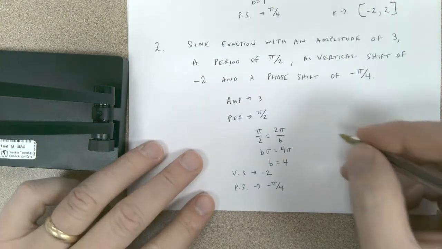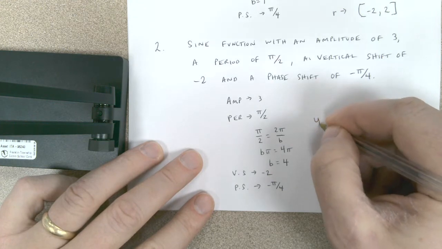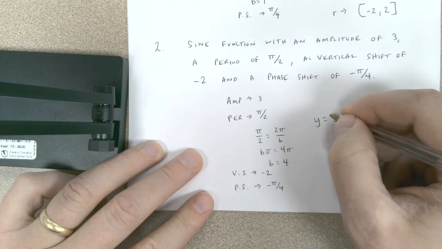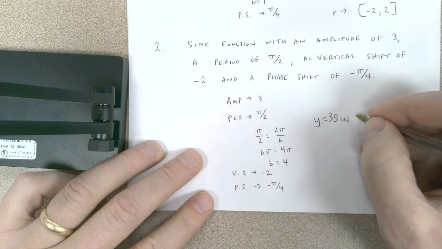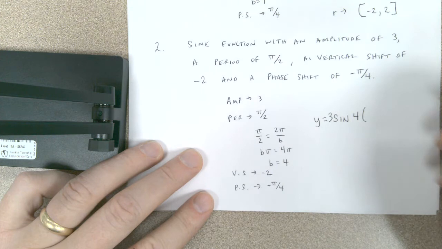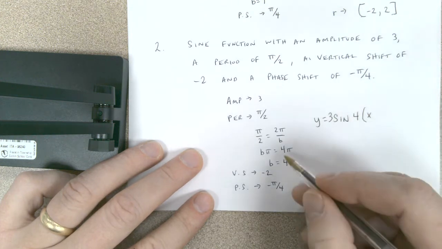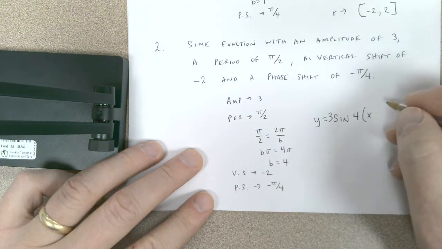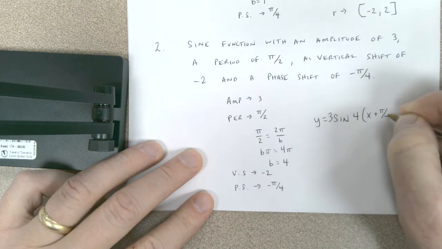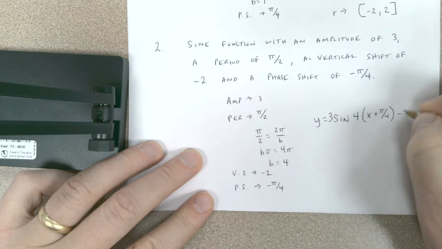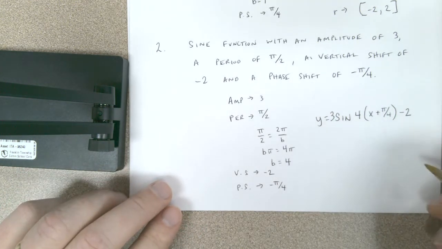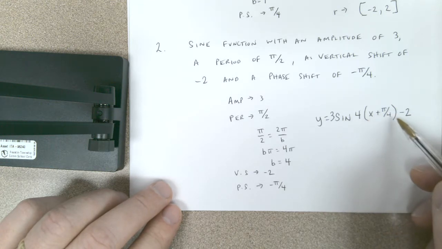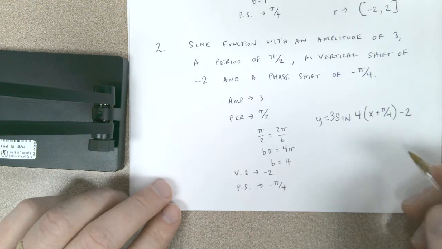So this again is the sine function, so we can do y equals the sine. And again, the amplitude's 3, so 3 is going to go in the front. 4 is my b value. X, because I'm moving it to the left pi fourths, it becomes plus pi fourths. And because I'm moving it down, that's a minus 2. So y equals 3 sine 4, parentheses x plus pi fourths, minus 2.